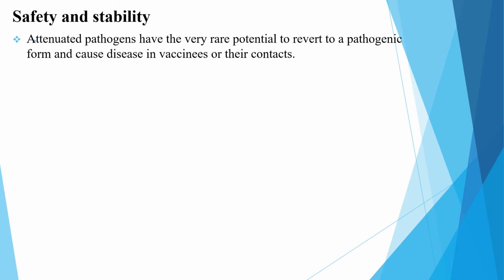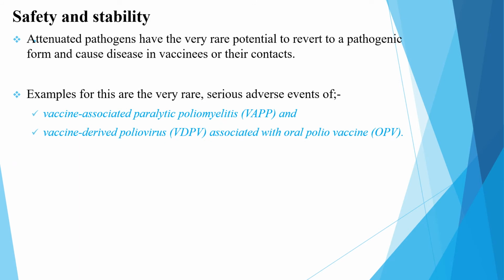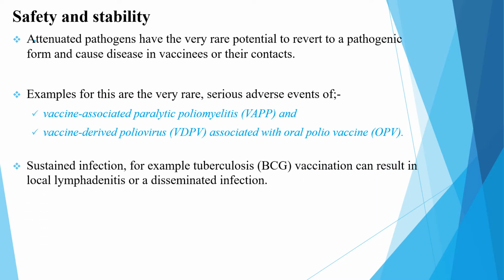Regarding safety and stability of live attenuated vaccines, attenuated pathogens have the very rare potential to revert to a pathogenic form and cause disease in vaccinees or their contacts. Examples of this are the very rare serious adverse events of vaccine-associated paralytic poliomyelitis and vaccine-derived poliovirus, which are associated with oral polio vaccine. Sustained infections, for example, tuberculosis vaccination, can result in local lymphadenitis or dissemination of infection.